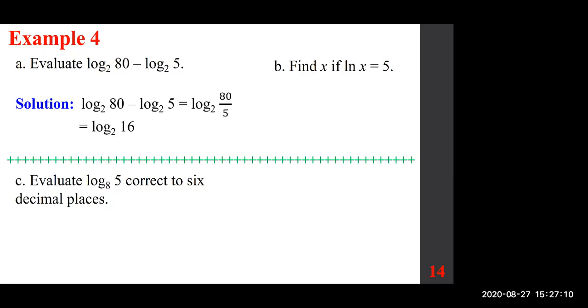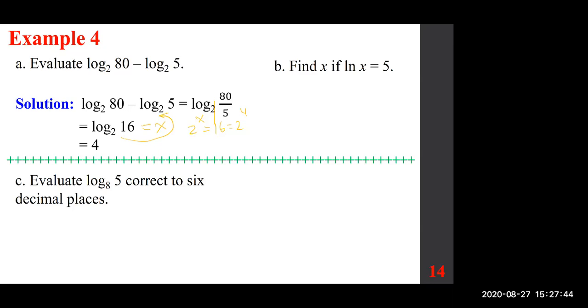And the answer is what? 2 to what number is 16? The answer is 4. By the way, if it's hard to see that, you can always do this. Right here, you can say, I don't know the answer, I'm going to say x and go with this arrow and say 2 to the power of x is 16. 16 is 2 to the power of 4, therefore x becomes 4. This is one way of approaching it.